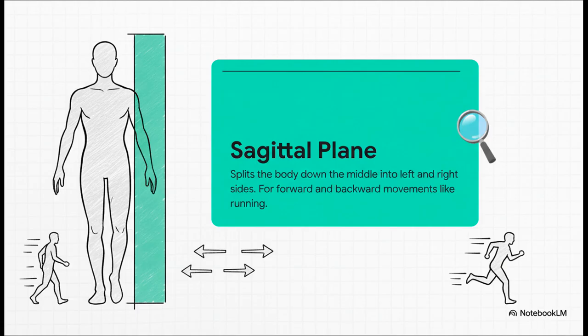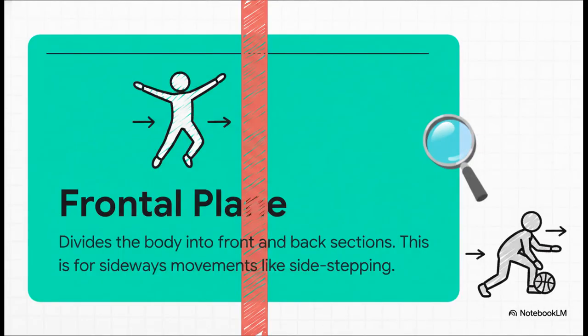a right half. Any movement that goes forward or backward, like walking, running, kicking a ball, that's all happening in the sagittal plane. Next in red is the frontal plane. This one also cuts the body vertically, but this time it divides it into a front and a back section. This is the home of all sideways movements. Think about doing a jumping jack or a side lunge at the gym. That's pure frontal plane motion.